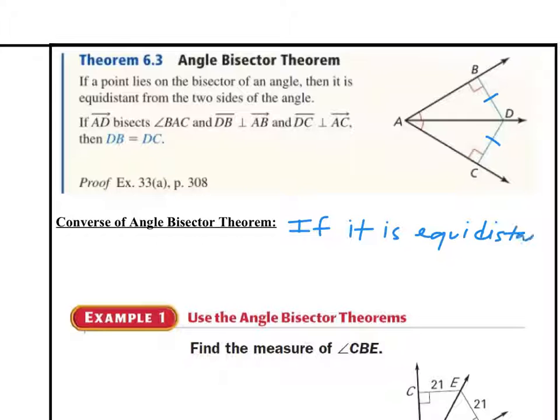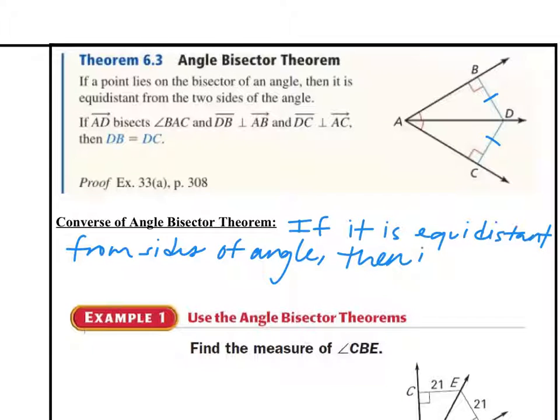Equidistant from the sides of the angle, then it lies on the perpendicular bisector. Oh, sorry, on the angle bisector.